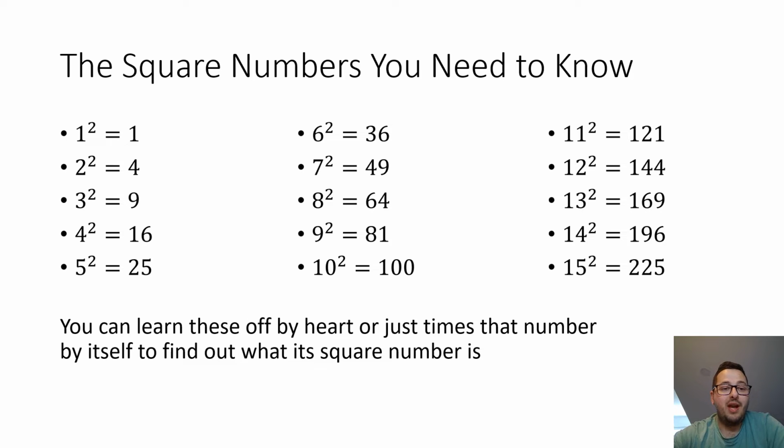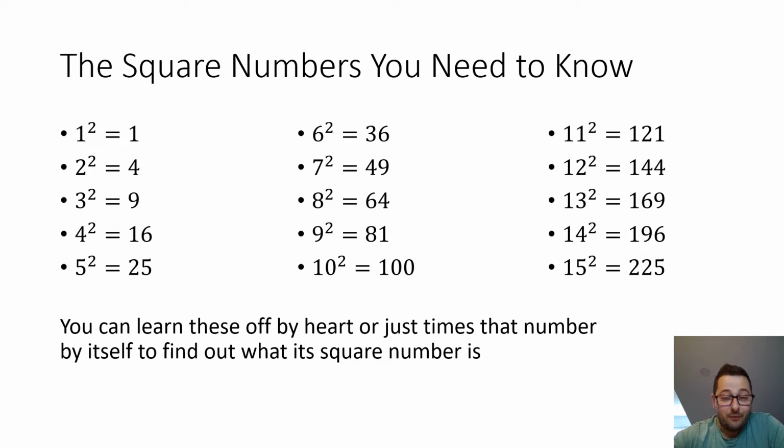So we've got that 1 squared is 1, 2 squared is 4, 3 squared is 9, 4 squared is 16, 5 squared is 25, 6 squared is 36, 7 squared is 49, 8 squared is 64, 9 squared is 81, 10 squared is 100, 11 squared is 121, 12 squared is 144, 13 squared is 169, 14 squared is 196, and 15 squared is 225.